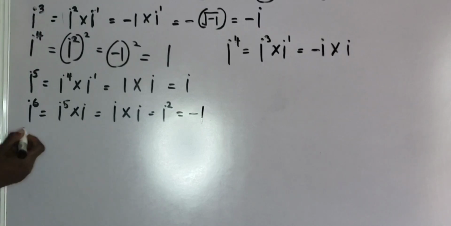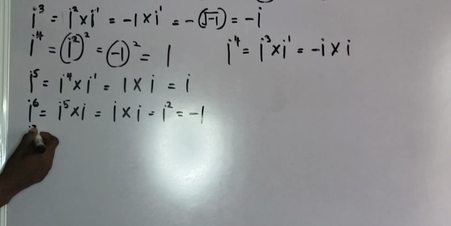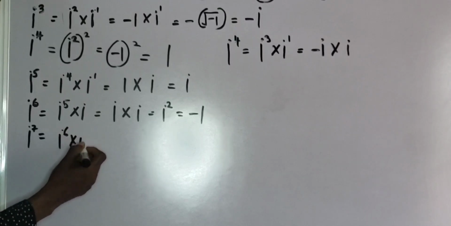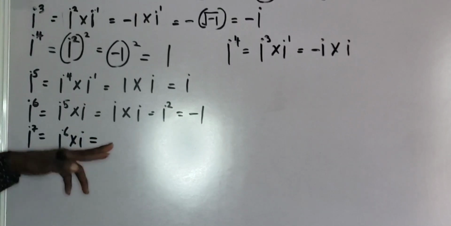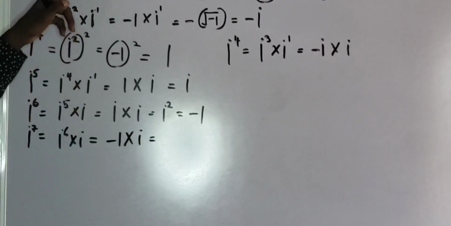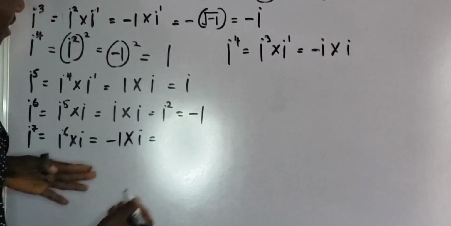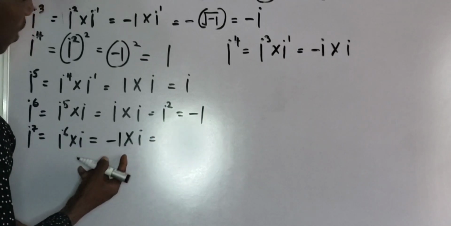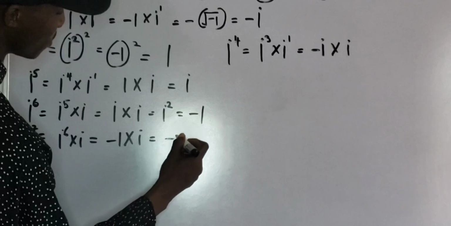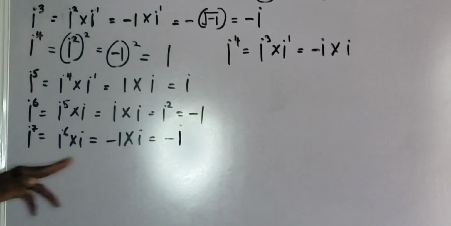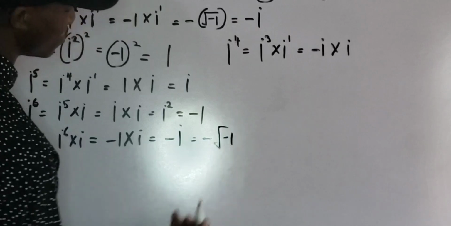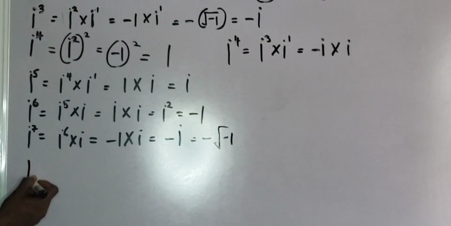So now you can do for i raised to the power of 7. i raised to the power of 7 is i raised to the power of 6 multiplied by i. So i raised to the power of 6 was minus 1. So I'm going to have minus 1 multiplied by i. And i is root of minus 1. So I can just put it like this. Minus 1 multiplied by i. That is minus i. So for this, I'm going to have minus i. So i raised to the power of 7 is minus i, which is also the same thing as minus root of minus 1. You understand? So you can do for i raised to the power of 8.